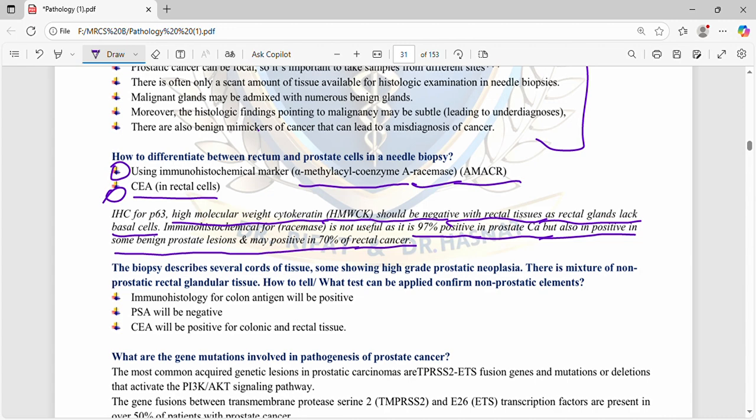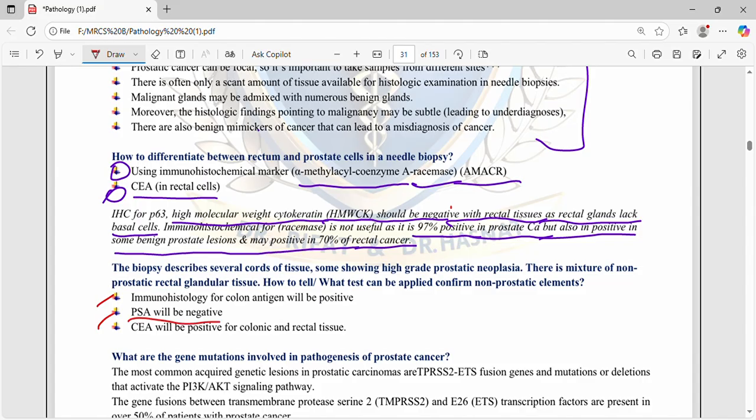The biopsy describes several cores of tissue, some showing a high grade of prostatic neoplasia. There is a mixture of non-prostatic rectal glandular tissue. What test can be applied to confirm non-prostatic elements? So, immunohistochemistry for colon antigen will be positive and PSA will be negative, and CA will be positive for colonic and rectal tissues. So you can differentiate on this basis.